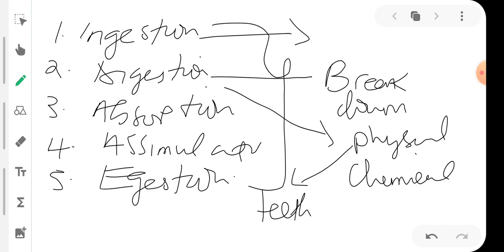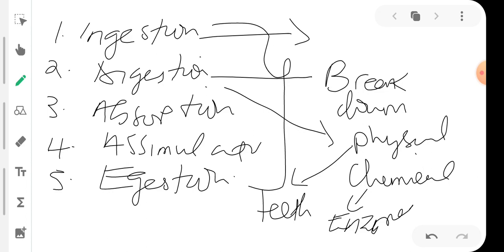Chemical digestion involves enzymes. Enzymes act on that food. That food acts as a substrate. So now, what happens? The teeth are not involved in chemical digestion. In physical digestion, you have teeth. In chemical digestion, you have enzymes.